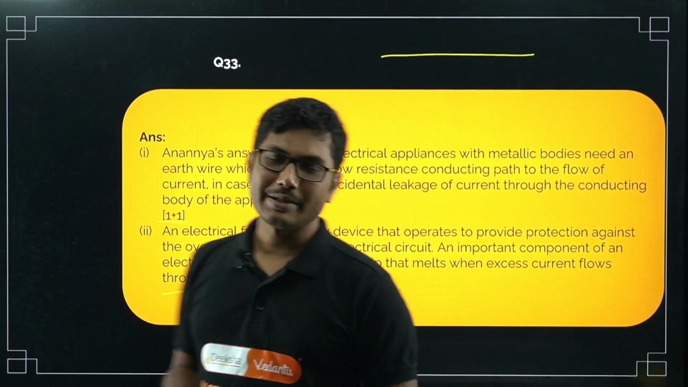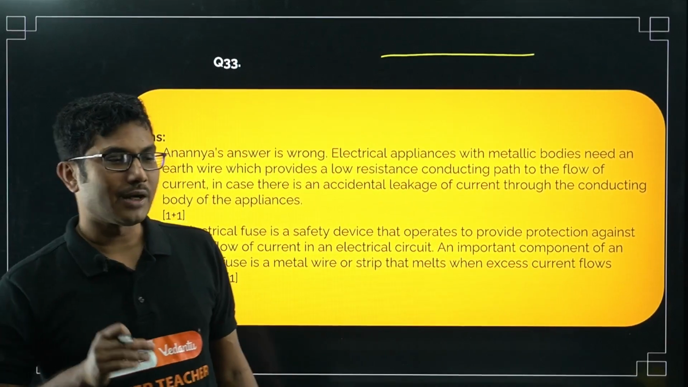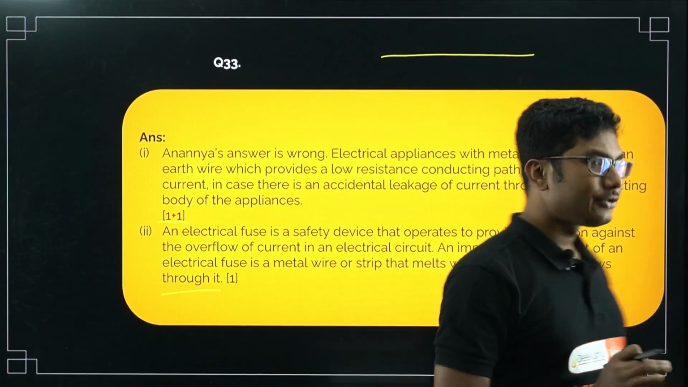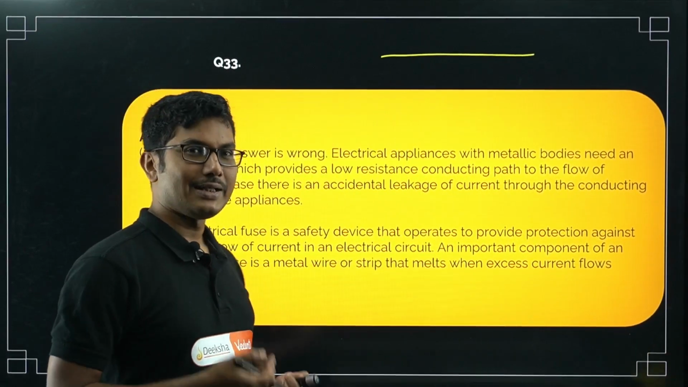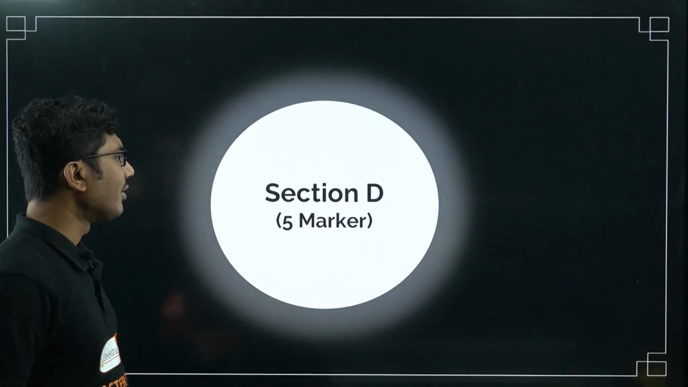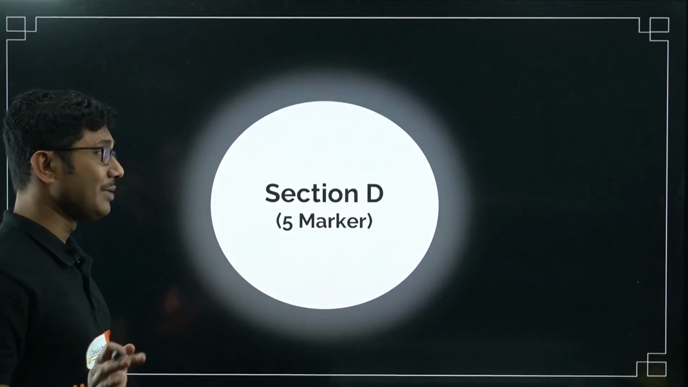In case of a magnetic circuit breaker, it is not needed. You just need to flip it back when the circuit stabilizes, right? So these are the advantages of MCBs, magnetic circuit breakers. Now let's look into the 5-marker question, the important zone.